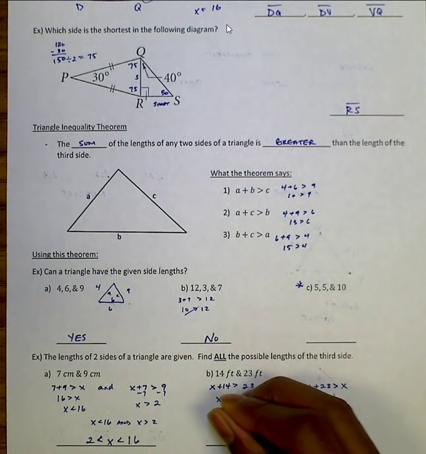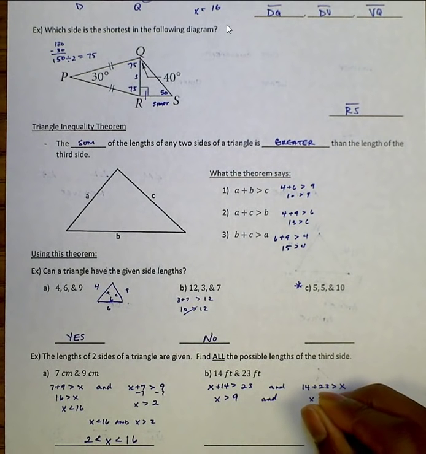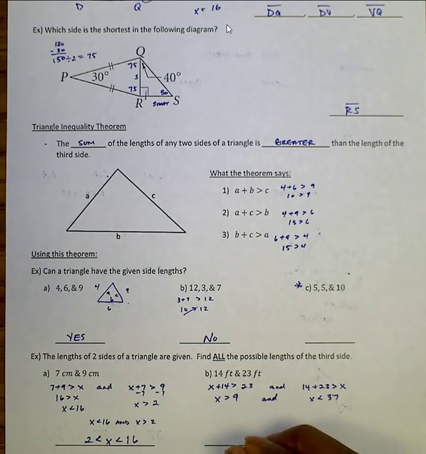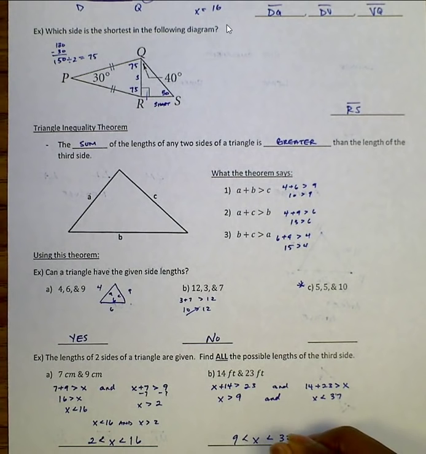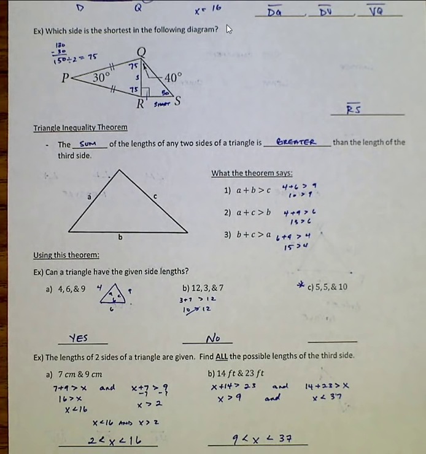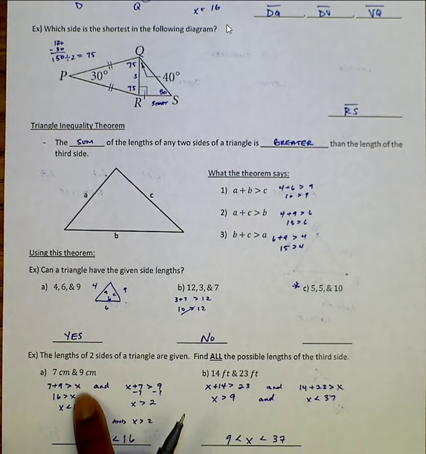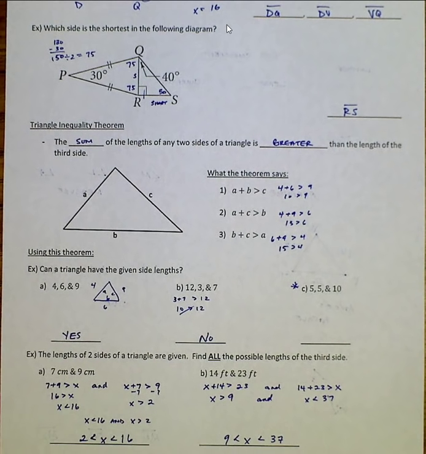X has to be greater than 9, and x has to be less than 37. So x is greater than 9 and less than 37. Okay, notice this is not or equal to. Okay? 37 is not a solution for this. x cannot be 37. It would not work out. x cannot be 2 because 2 plus 7 is not greater than 9. But x could be greater than 2 because anything greater than 2 works. Okay, so notice that as you look at the triangle inequalities.